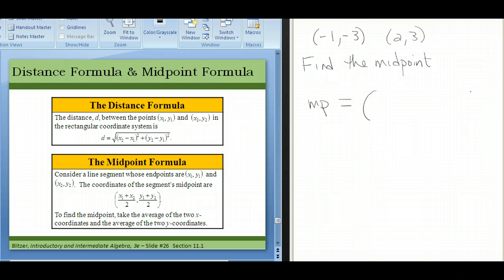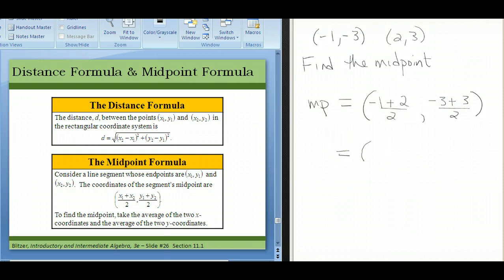Okay, so our midpoint is going to be an ordered pair, and it's an ordered pair where what? The x coordinate is given by doing what? Remember, you just average the x values, right? So we average the two x values we have. The x values were -1 and 2, so I averaged them, -1 plus 2 over 2, and now I average the y's. Okay, -3 plus 3 over 2.